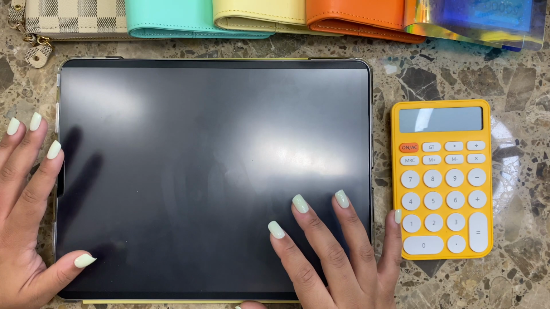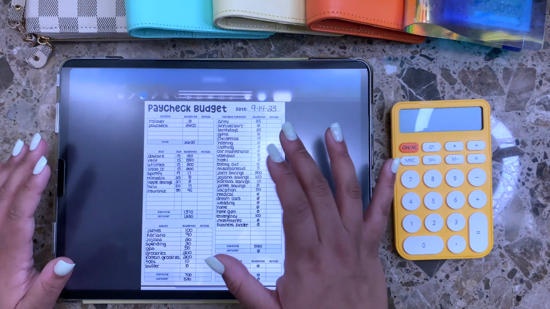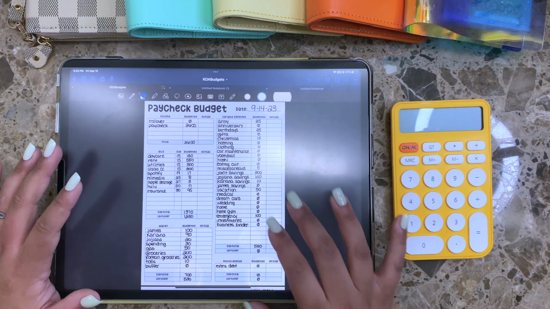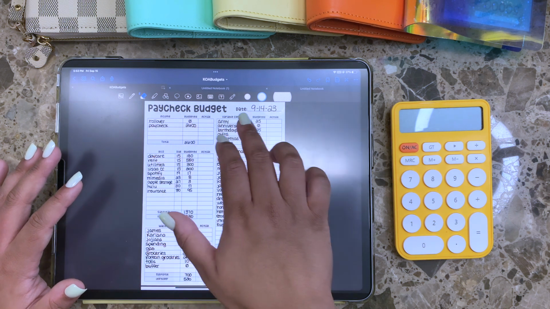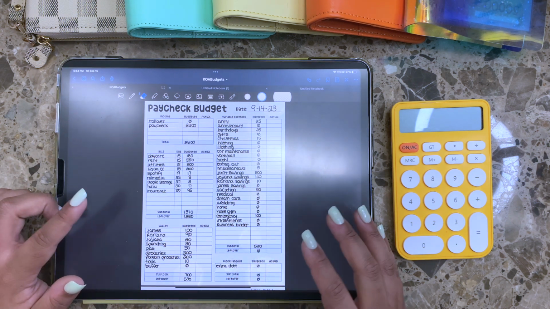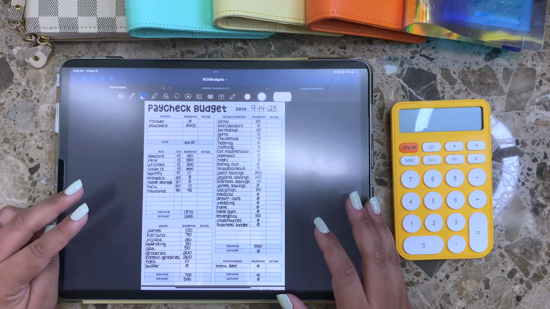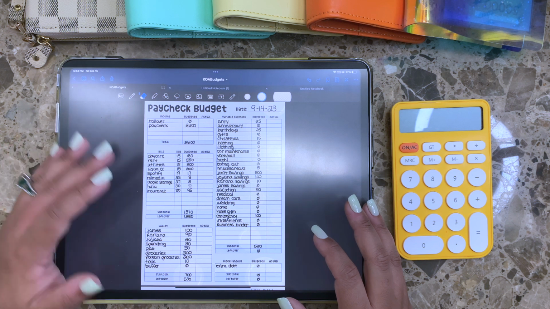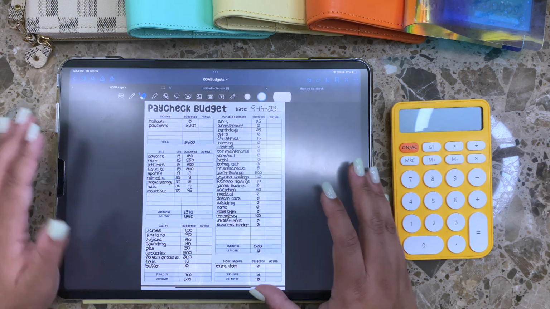I do all of my budgeting digitally. I keep it on my iPad and I use the app GoodNotes. I'm using a template that I created in Canva, and this is the paycheck budget. I will fill out two of these every month, one for the first paycheck of the month and one for the second. I'll go in and fill out the budgeted portion, and when our income actually comes in, that's when I will fill in the actual column.